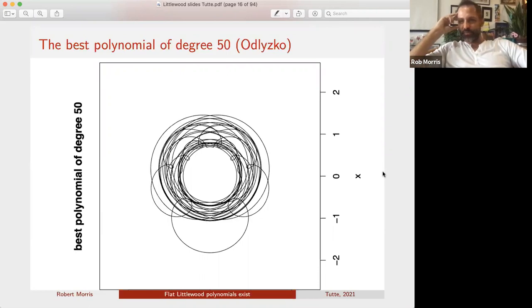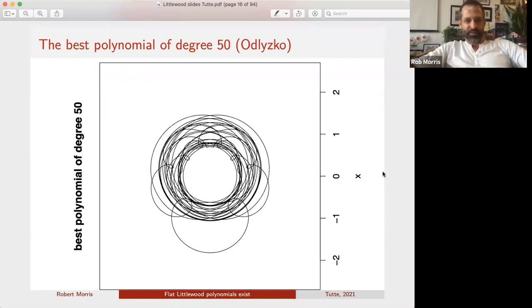Adlitsko did an exhaustive search of polynomials up to degree 50, and he found this example for degree 50. This was a pretty good example. It's got a nice hole in the middle, and it doesn't go out too far either. Okay, there's some annulus, which looks like maybe a constant factor.